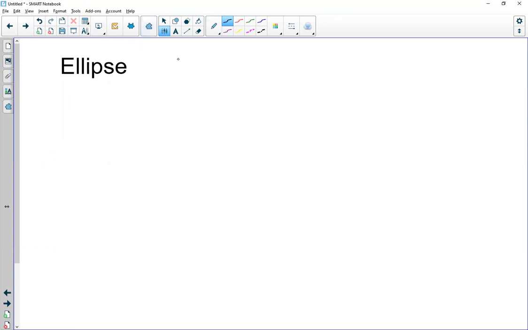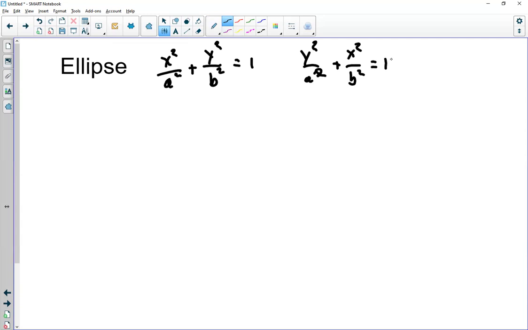All right, so here's the equation. The first one is x squared over a squared plus y squared over b squared equals 1. And the other one is y squared over a squared plus x squared over b squared equals 1. Remember, the equation has to equal 1. You're given these equations.